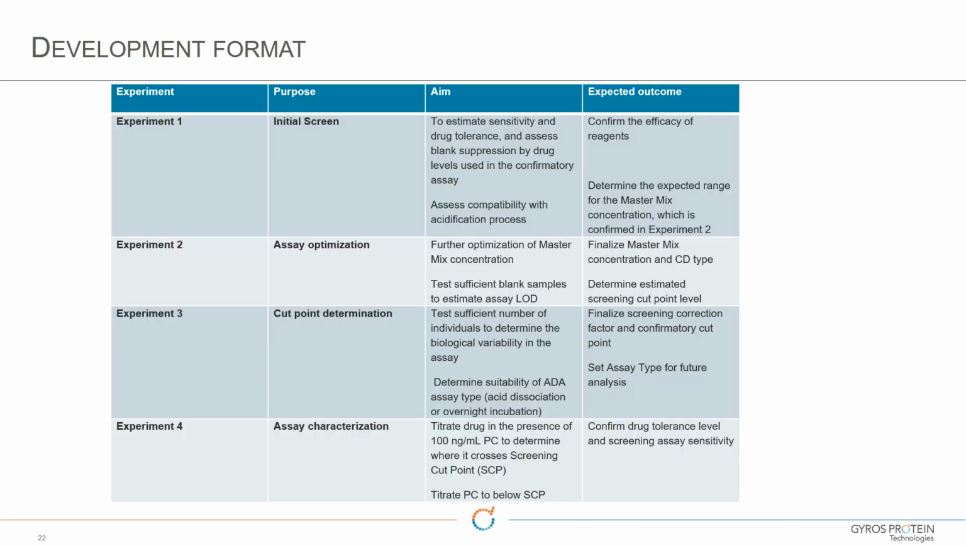So in terms of the development guide, we've actually got 4 structured experiments. Experiment 1 is an initial screen, and then experiment 2 is an assay optimization, followed by a cut point determination in experiment 3, and finally an assay characterization. What we will do next is go through each experiment and give you a brief overview of the aim of each experiment and also an indication of what sort of results you can expect.